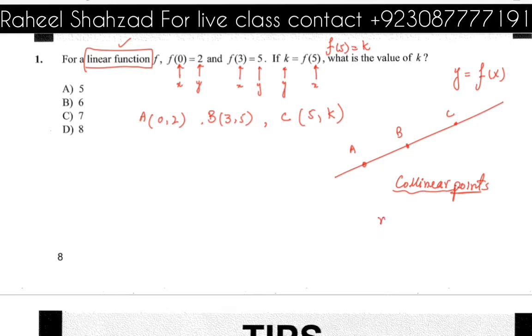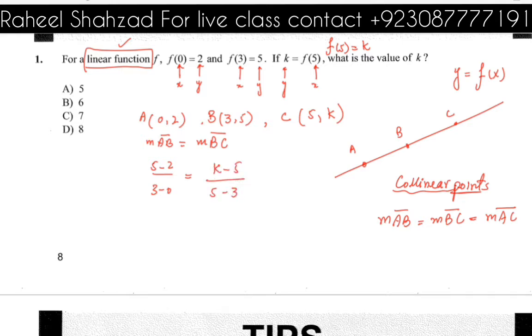So the gradient of AB must be equal to the gradient of BC. We would be using this strategy, or equal to the gradient of AC, in case you require this. So right now we will simply do the gradient of AB equal to the gradient of BC. If I find the gradient of AB, that is 5 minus 2 divided by 3 minus 0, which is equal to k minus 5 divided by 5 minus 3. So it's going to be 5 minus 2 is 3, divided by 3, is equal to k minus 5 divided by 2.